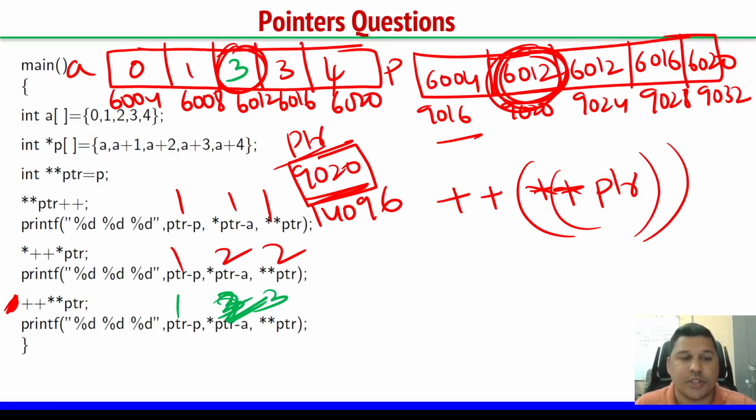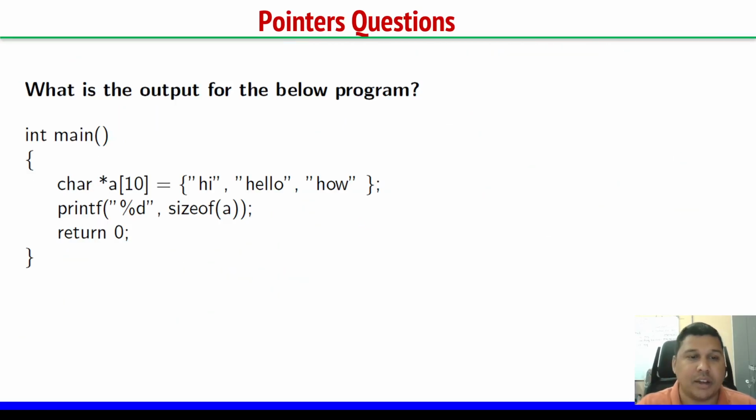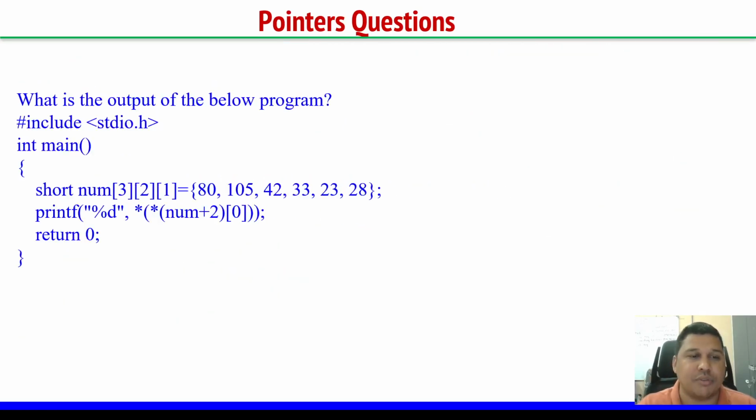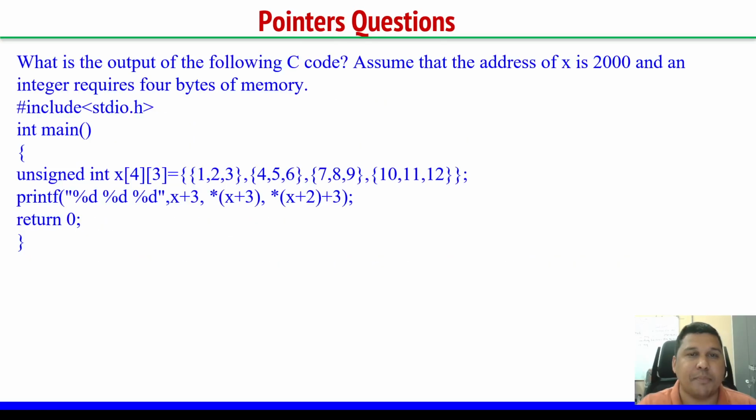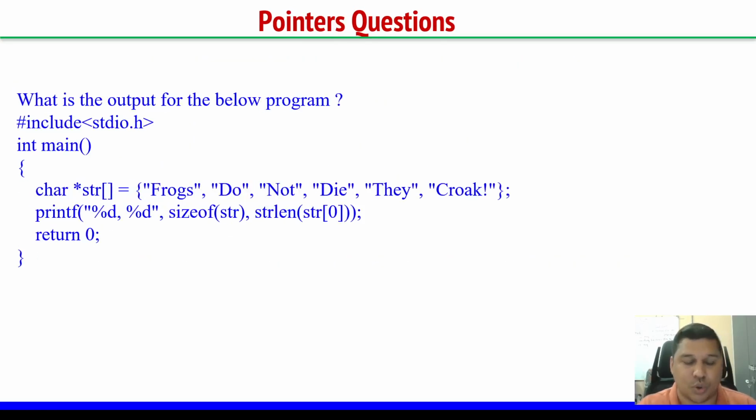Okay. So this is a little about pointers with arrays. We have some more questions left. Maybe we have time, we can see some of these questions. If time permits, we will be seeing these questions also. Okay. So this is about some problems related to pointers.